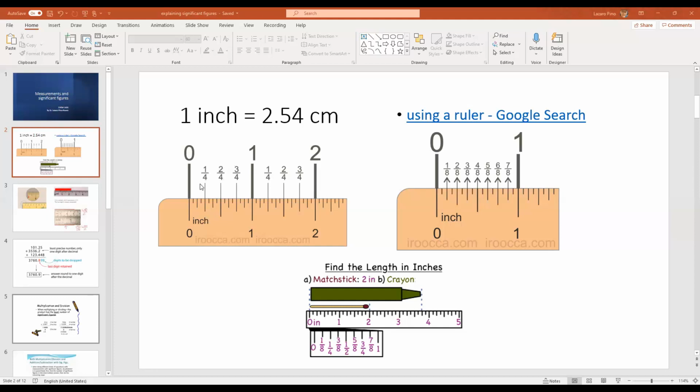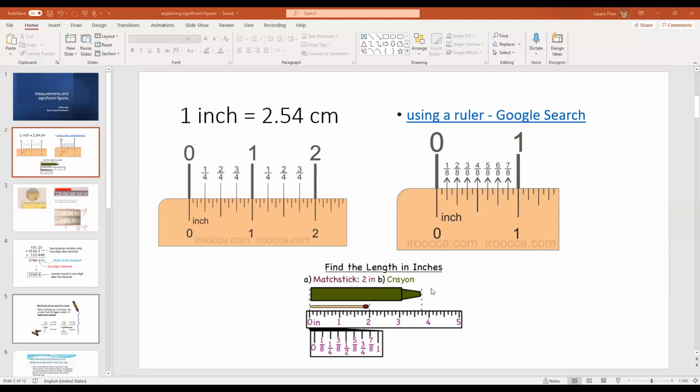Then here in this line, you have 1/4, 2/4, 3/4. And in between, you have the eighths, 1/8, 2/8, 3/8, 4/8, 5/8, 6/8, 7/8.